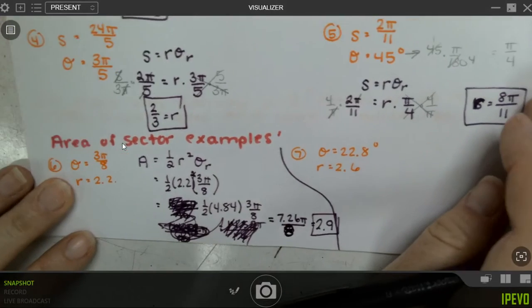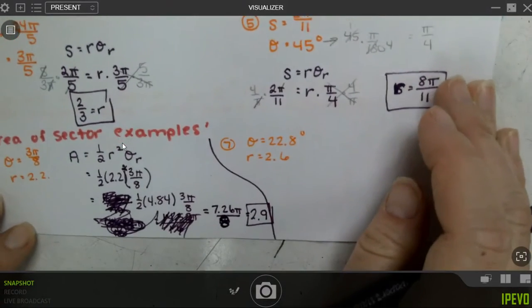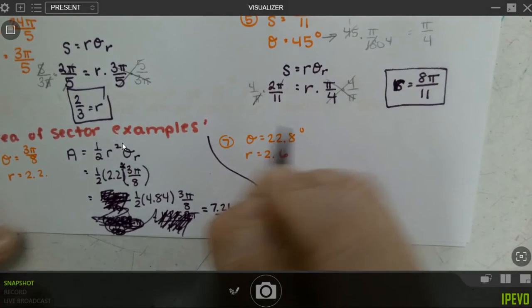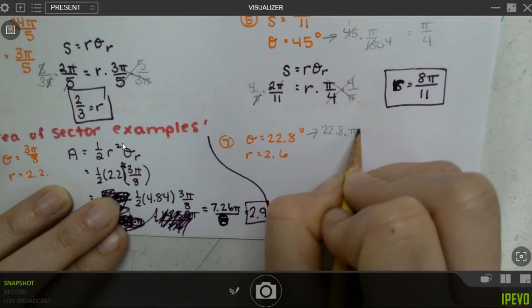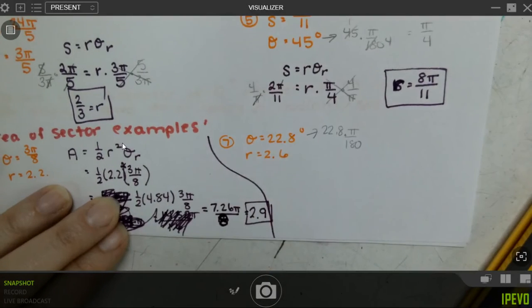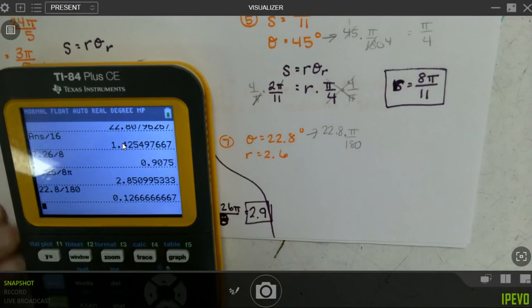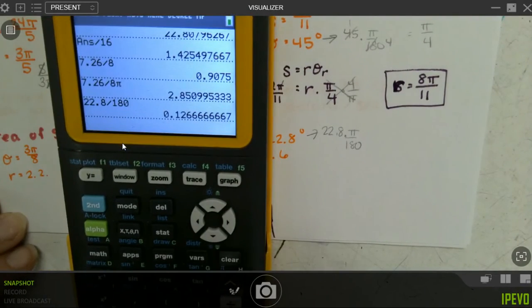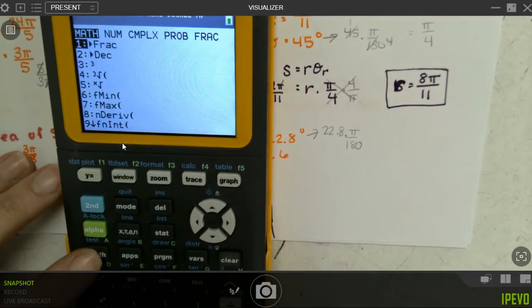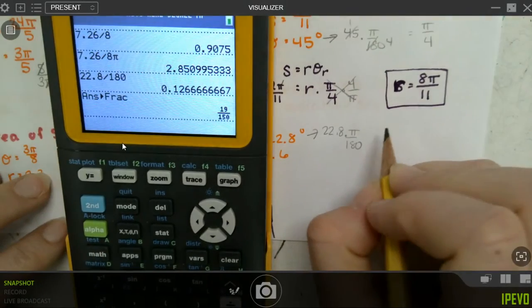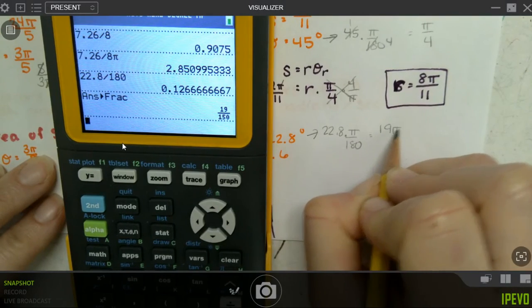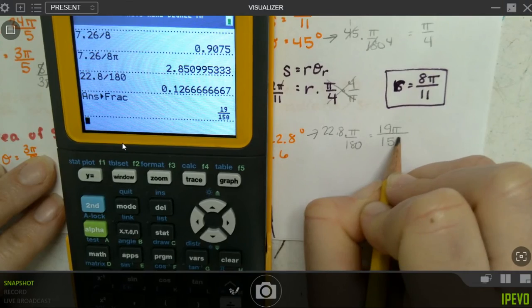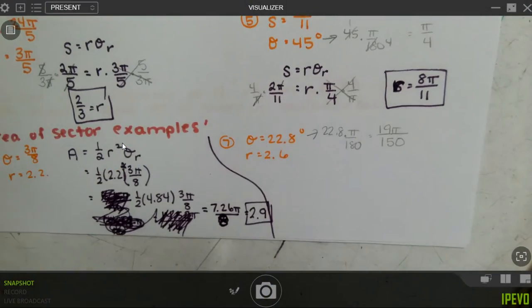So that happens. All right, this one, we're given degrees. So we need to convert this one to radians. 22.8 times pi over 180. So I am doing 22.8 divided by 180, and I'm going to use math fraction to turn that into a fraction without a decimal in it. 19 pi over 150.